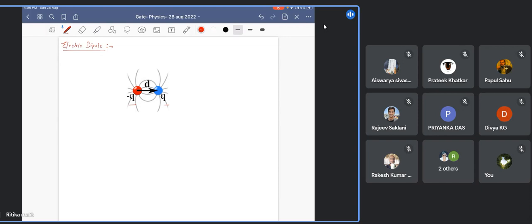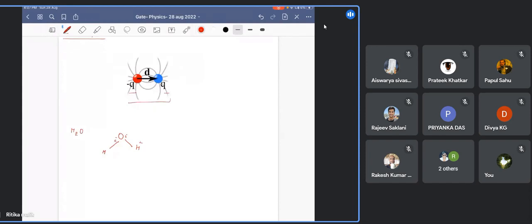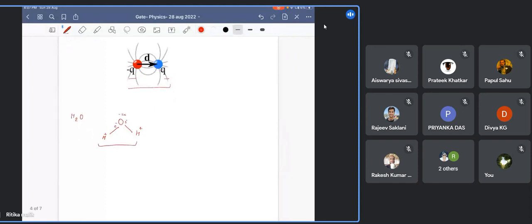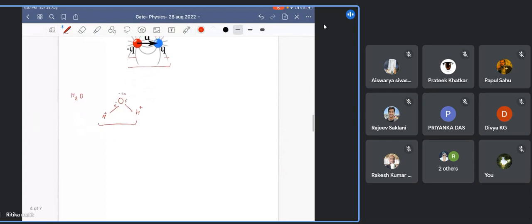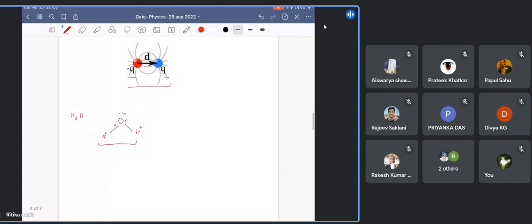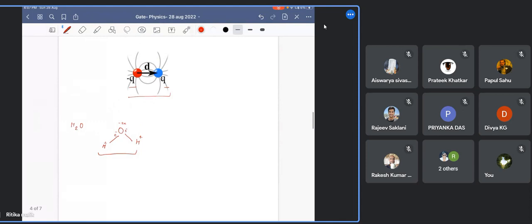some electrons, and this makes the hydrogen more positively charged and the oxygen more negatively charged. So this type of combination also forms an electric dipole in natural systems. There are other cases like an antenna system, which are also electric dipoles. So the displacement of charges creates a dipole.